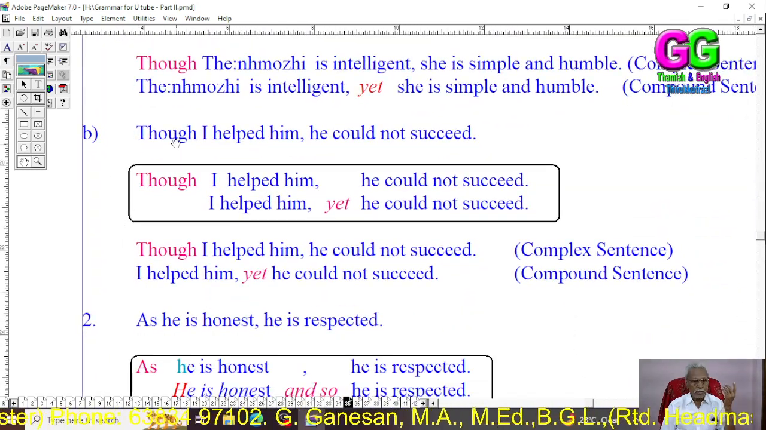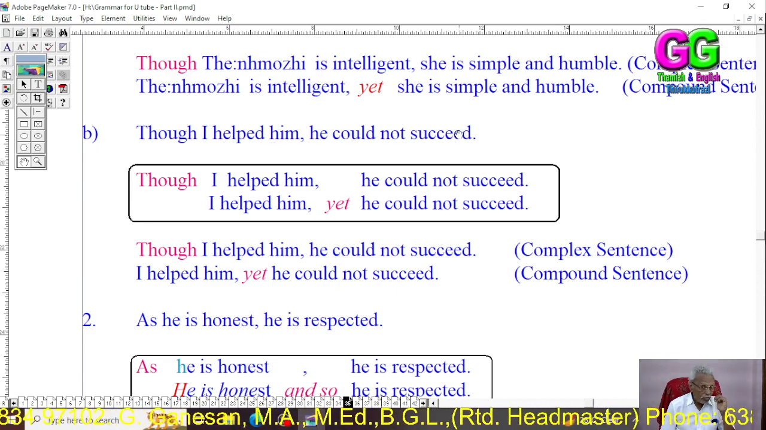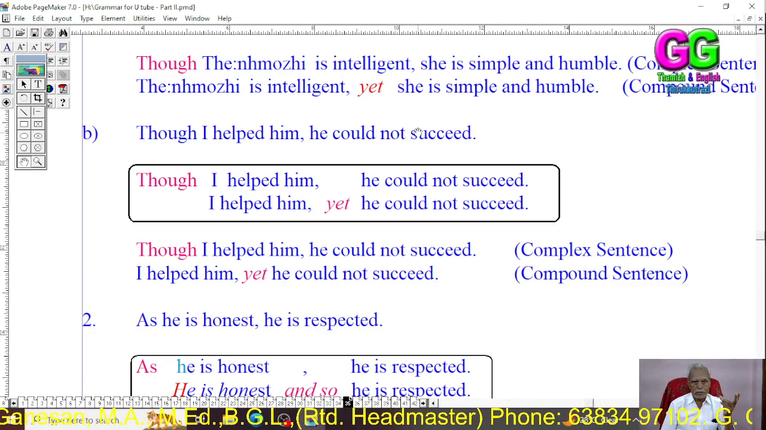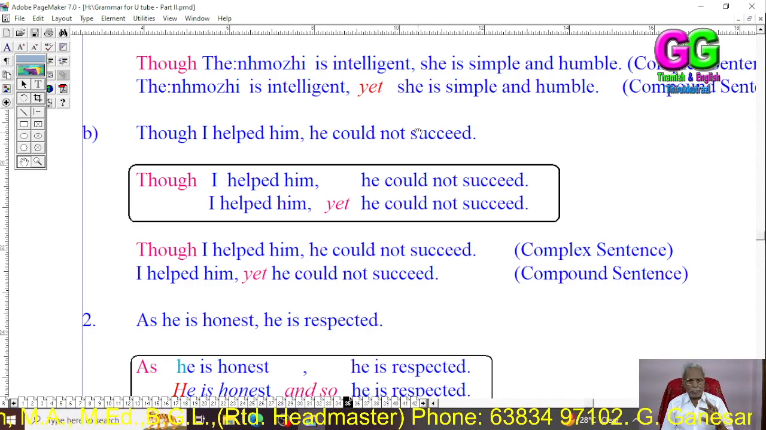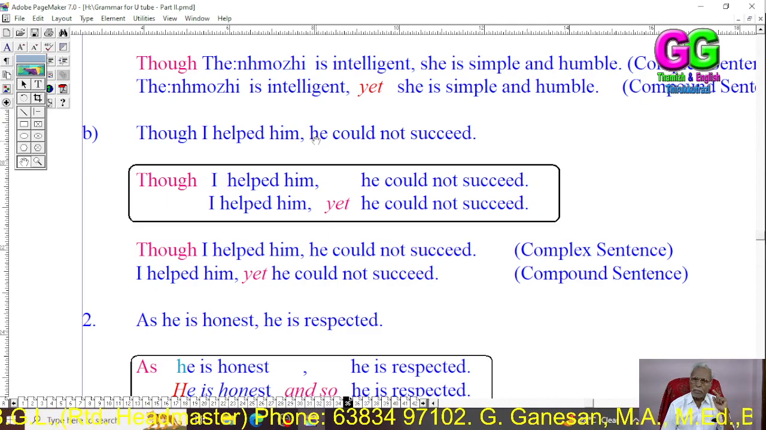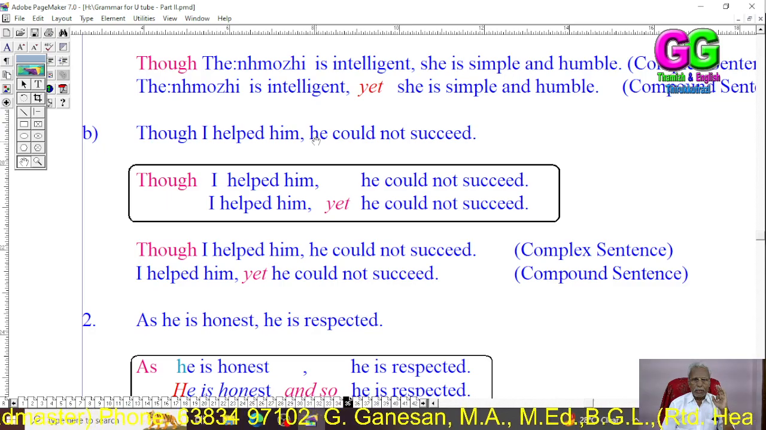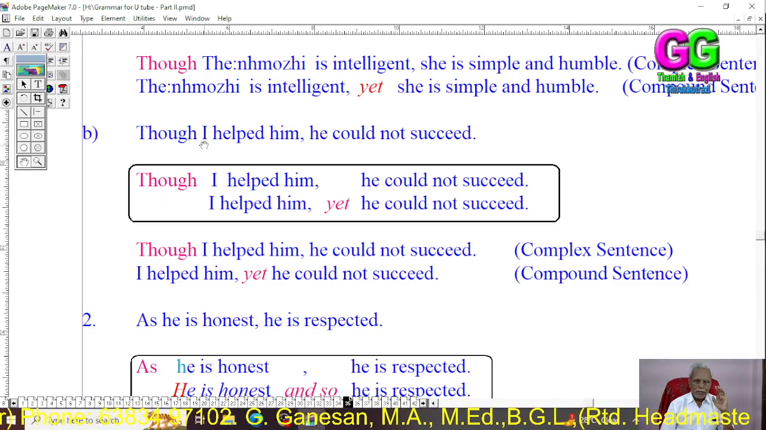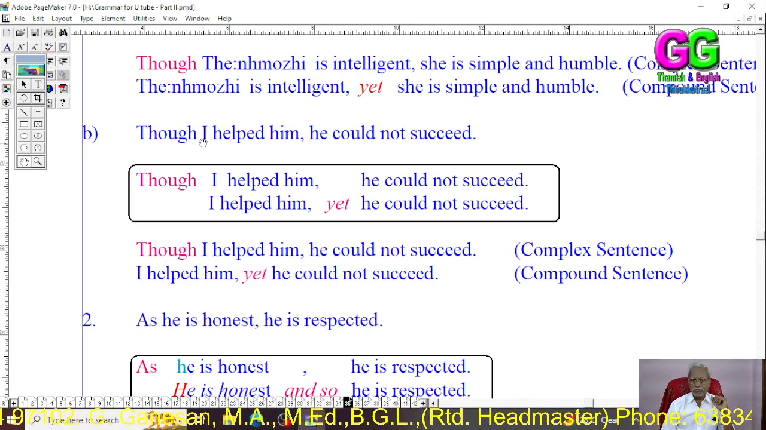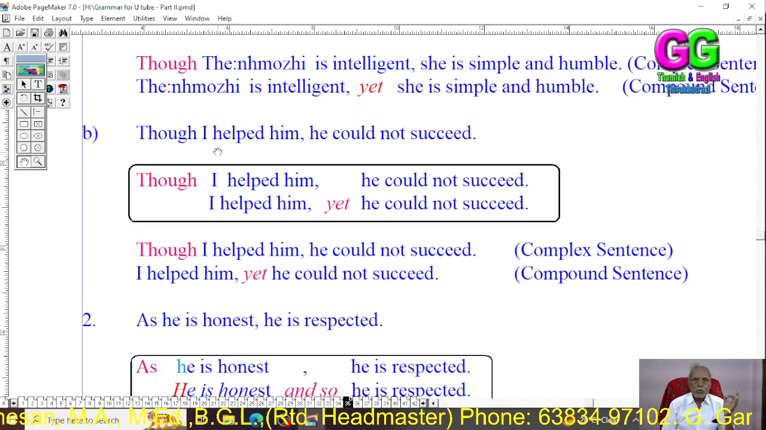Here, though I helped him, he could not succeed. I have given this second example because I have used 2 different subjects in the subordinate clause and the main clause. In the subordinate clause, the subject is I, whereas in the main clause, the subject is he. Not only that, here the subject in the subordinate clause is I. So the I should not be changed into small.